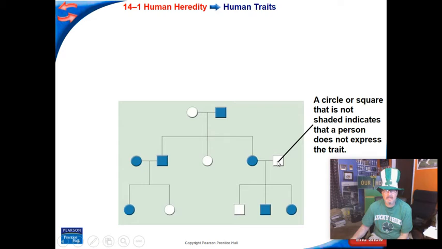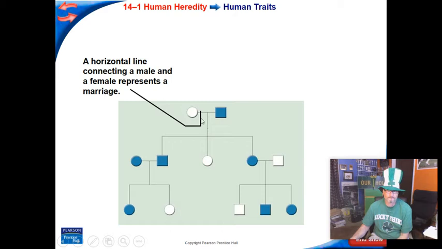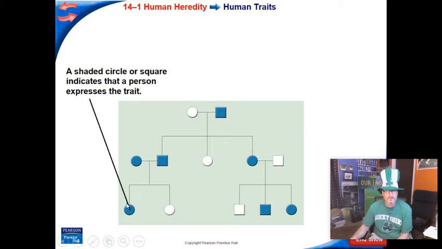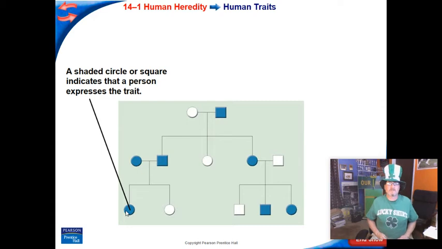If it's unshaded, it means it is not showing the trait. And again, we use pedigree charts to do simple dominance versus recessive. This indicates a marriage. And if it's shaded, it indicates that it does have the trait. And your goal, whenever you're using pedigree charts, and actually we probably already have done the lab on this, is to fill out as many genotypes as possible.